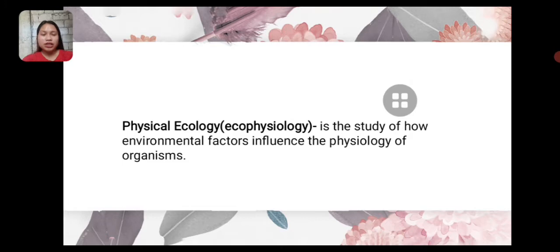Physical ecology or ecophysiology is the study of how environmental factors influence the physiology of organisms.